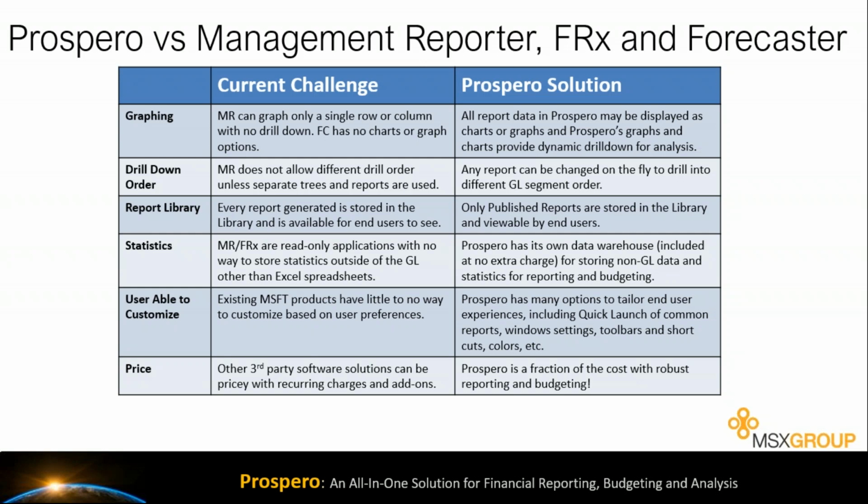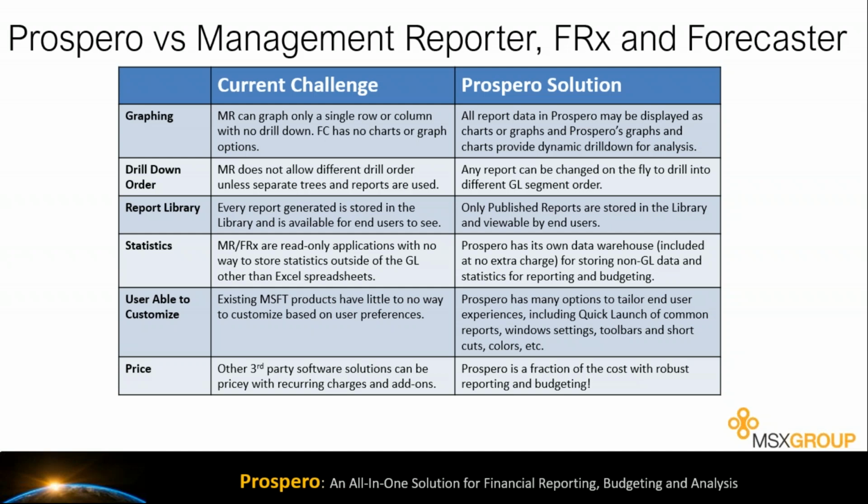So it saves that version of the report, those specific numbers, so that even if you go back and change something in the general ledger, that report you publish is static, it does not change. So you get to pick and choose which reports you do want to keep as a static copy. Those are stored inside Prospero's SQL database under published reports.